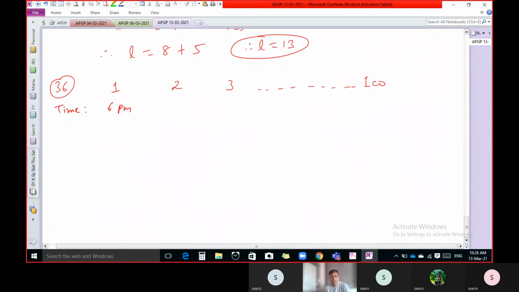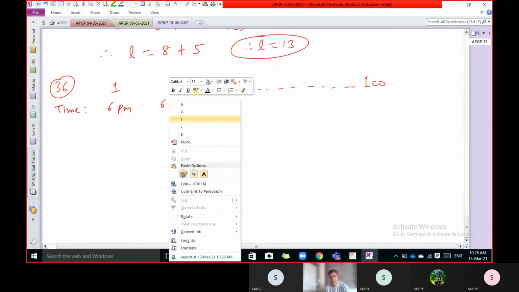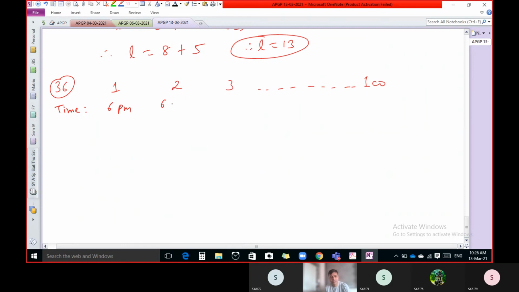So obviously the second lamp he lights at 6 o'clock and 1.5 minutes. Can you tell me the timing for the third? 6 o'clock and 3 minutes. Yes, like that. So what is the difference here? The difference is 1.5 minutes. So he lit the last lamp at how much time?